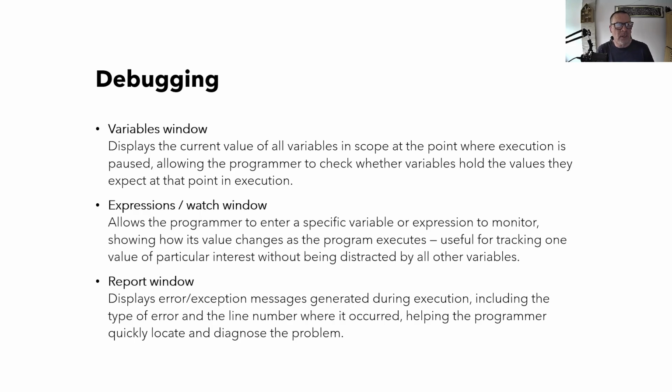And for debugging, again, you've got a variables window, and a variables window would just display all the variables that are in scope at the point where execution is paused. So if you've set a breakpoint, for example, or you're single stepping, then the variables window will show the variables that are relevant to that code at the time.